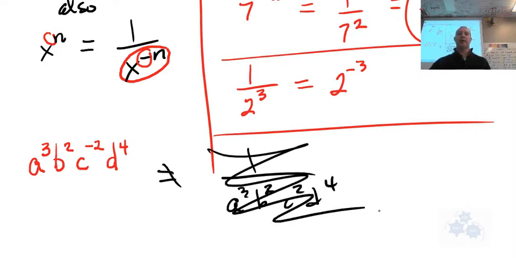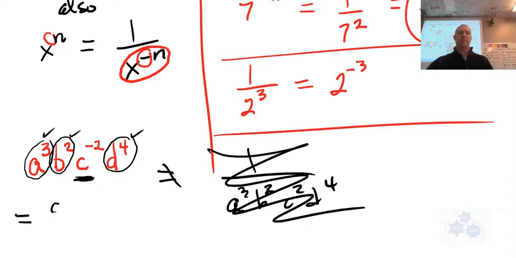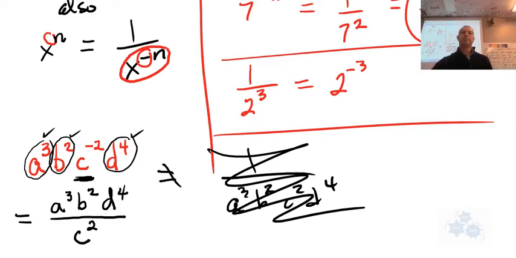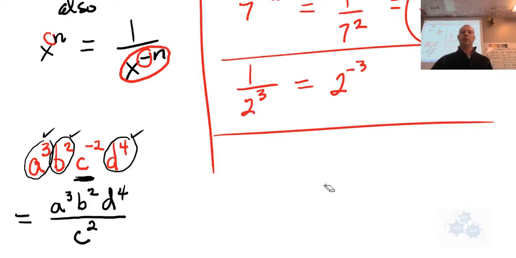Not this one. Okay? Instead, you say this right here has a positive exponent. Good. This one has a positive exponent. Good. This one has a positive exponent. Good. This is the problem. So this part of this term, c to the negative 2, that's the one that can get moved. So this actually equals a cubed b squared d to the 4th divided by c to the positive 2. Okay? So you only take down that which is negative if you want to make it all positive.